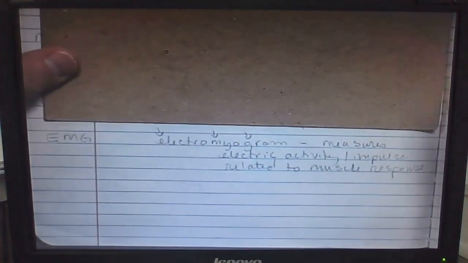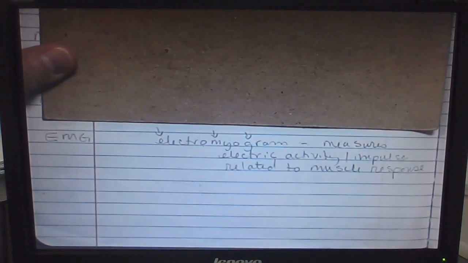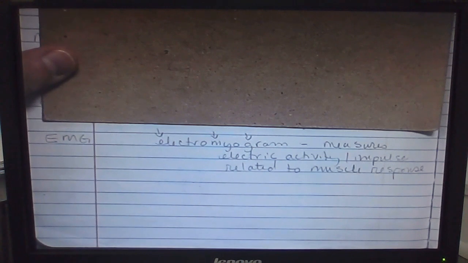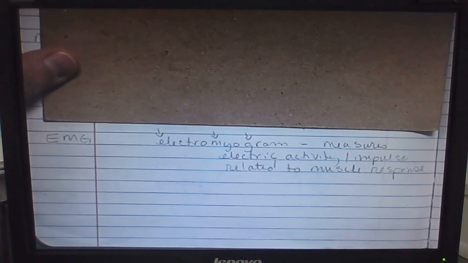All right, and then underneath it you can put EMG. EMG is an electromyogram. It measures electrical activity and electrical impulses related to muscle response.